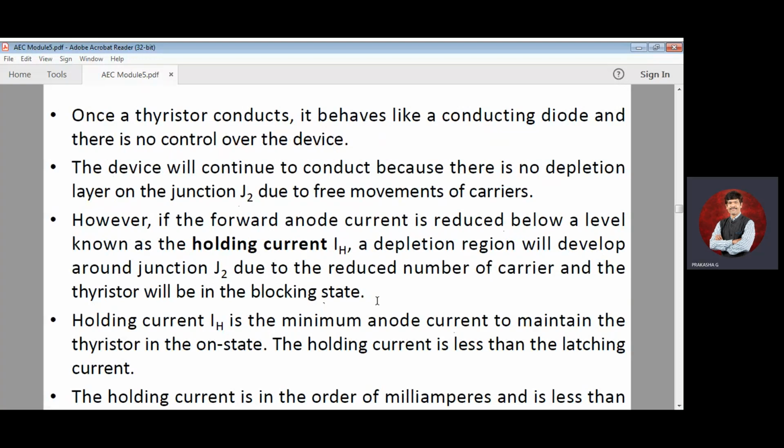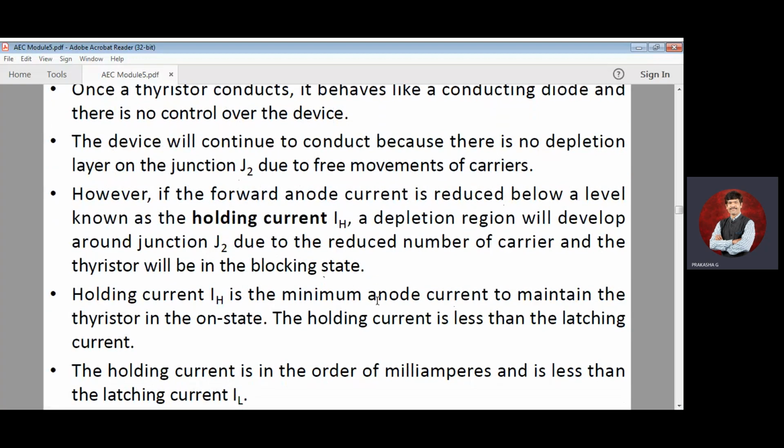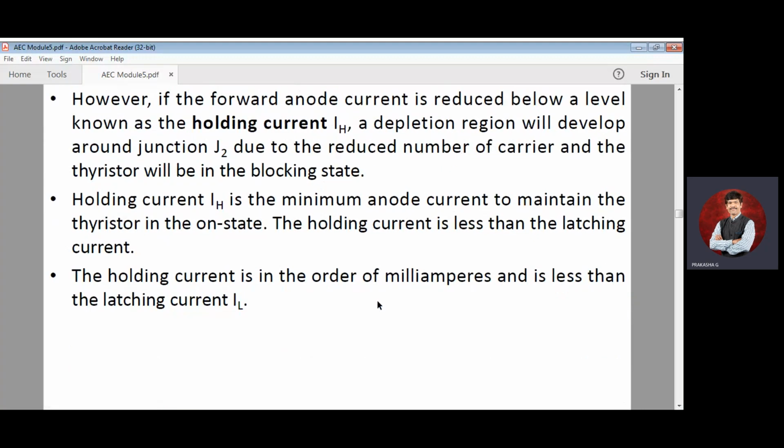Holding current is the minimum anode current to maintain the thyristor in the on state. The holding current is less than the latching current. The holding current is in the order of milliamperes and is less than the latching current IL.